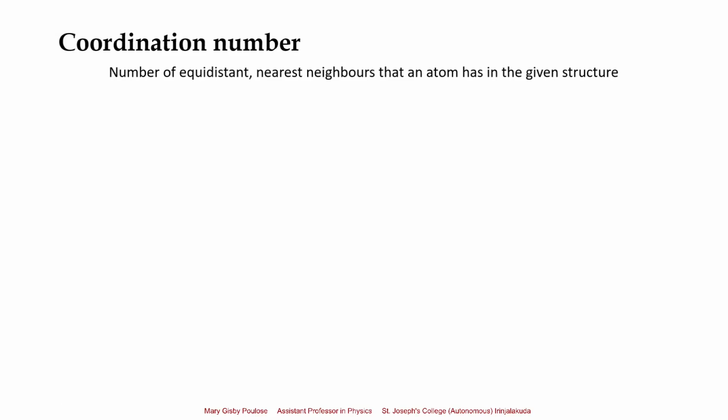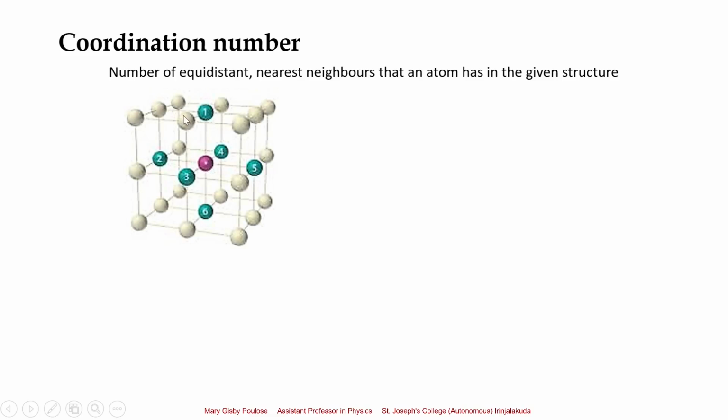Now, coordination number is defined as the number of equidistant nearest neighbors that an atom has in the given structure. It is important that we know that it is the number of equidistant nearest neighbors.